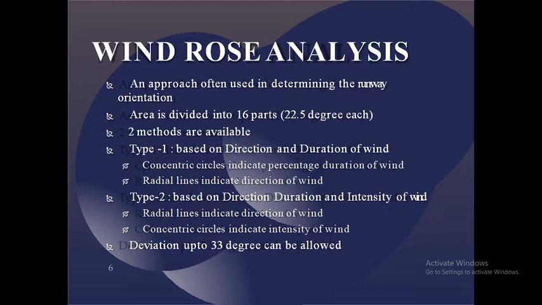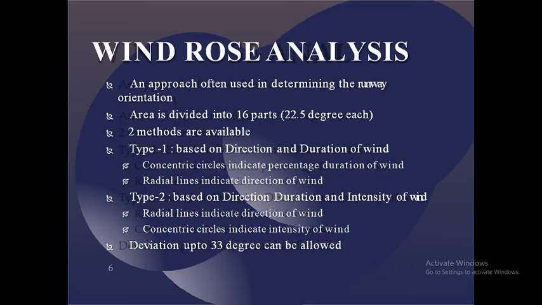Type 2 diagram is based on direction, duration and intensity of wind. In type 2 diagram, radial lines indicate direction of wind. Concentric circles indicate intensity of wind. What is a concentric circle? Circle with common center.